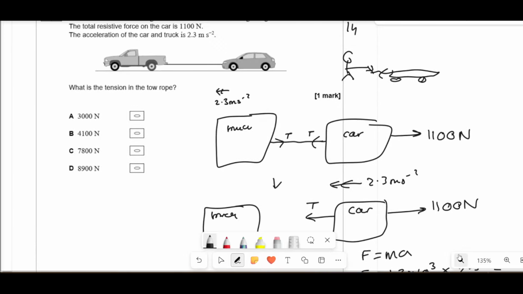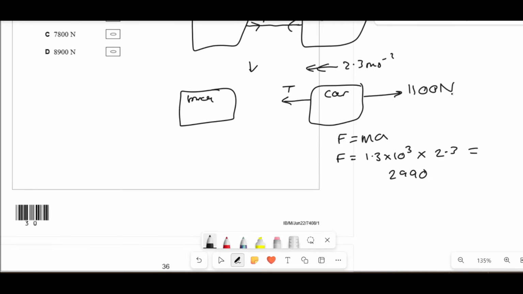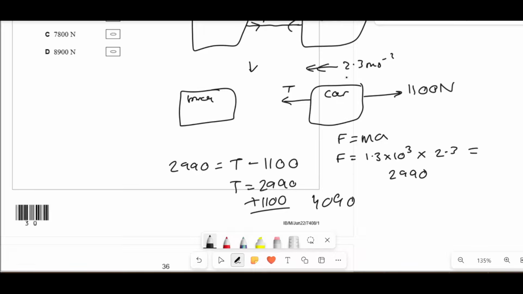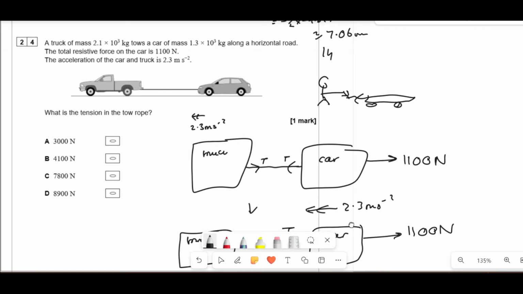So the only forces, according to this diagram, acting on this car, because it's not driving itself, are the tension and this resistive force here. So that means that the resultant force, 2990, equals the tension, because that's been dragging it that way, minus the 1100. So the tension has to be 2990 plus 1100, which is going to equal 4090. So if we look at these options here, what is the tension in the tow rope?